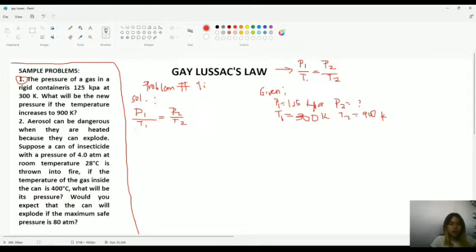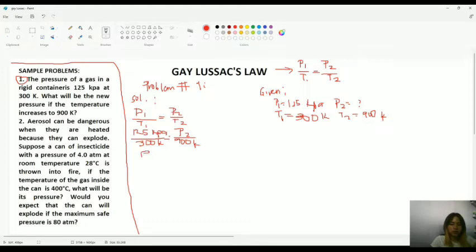So, what is the initial pressure? It is 125 kilopascal. The initial temperature is 300 Kelvin. Final pressure is not yet defined. So, isosolve natin yung final pressure. It's P2 over the final temperature, 900 Kelvin.